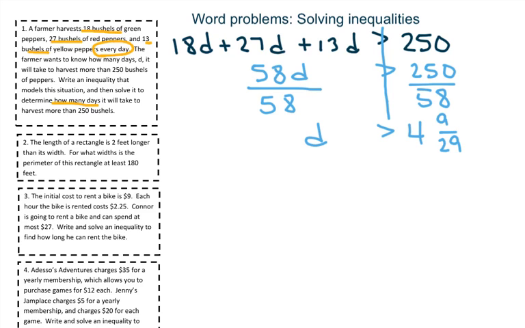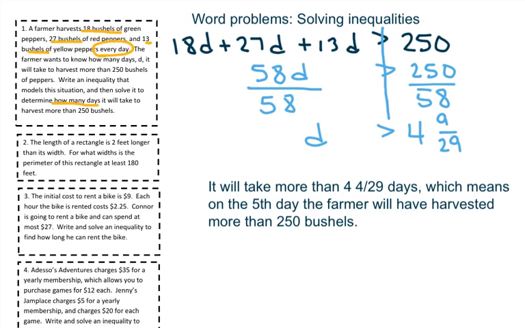Well, my D stands for days. So the number of days it will take to get more than 250 has to be more than 4 and 9/29 days. So let's write that as a sentence that makes sense. In sentence form, I would say that it will take more than 4 and 9/29 days. And most of us wouldn't talk like that, so let's put it into more realistic terms. That means that on the 5th day, the farmer will have harvested more than 250 bushels. All right, let's move on to number 2.